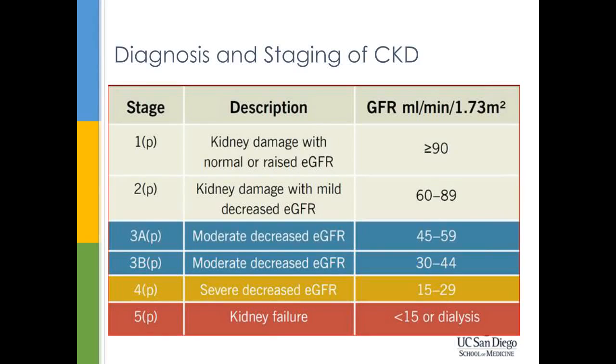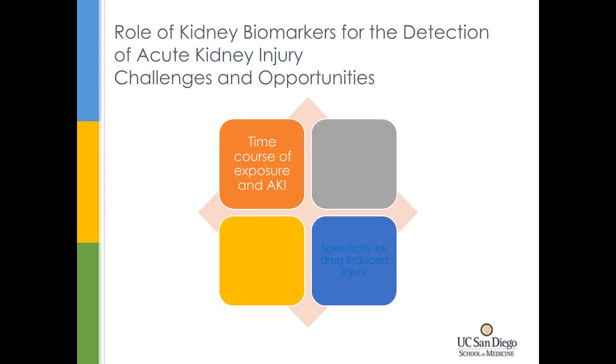These are the classification and staging of chronic kidney disease, and the reason I show you this is to reflect again on the fact that a significant number, almost about 35% of patients who come with acute kidney injury, will have underlying chronic kidney disease overall. So we have four areas for the challenges and opportunities that we need to think about.